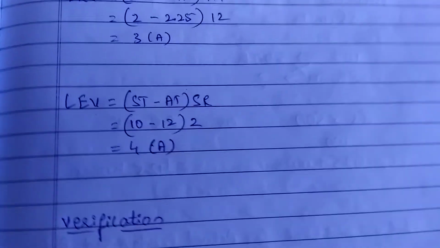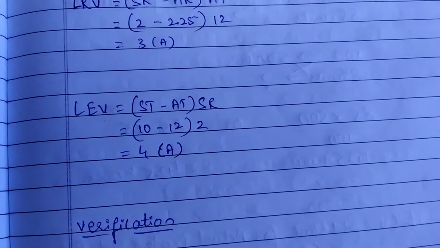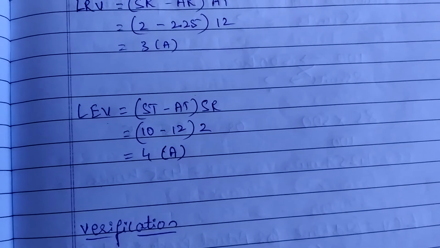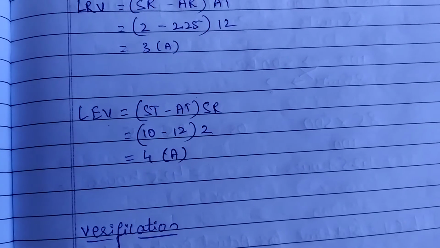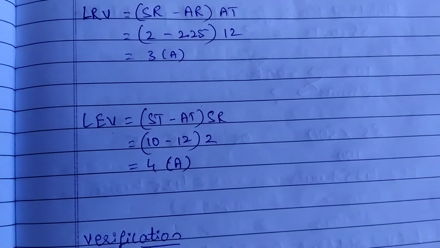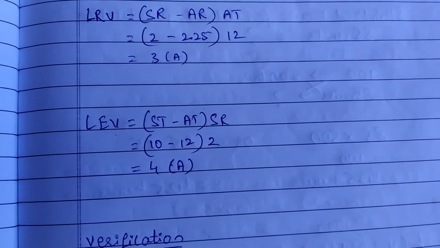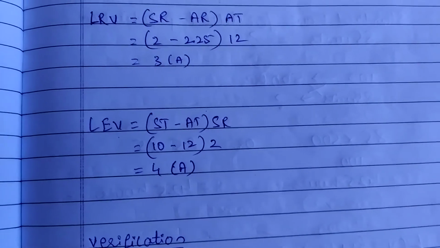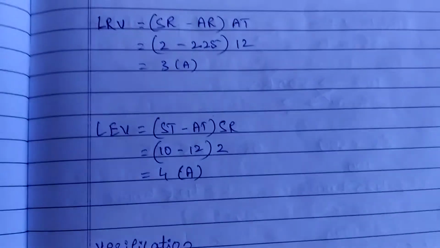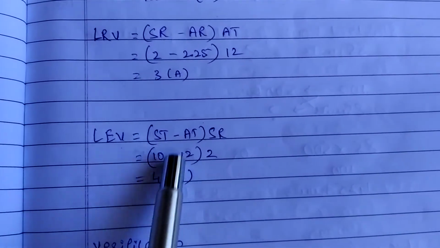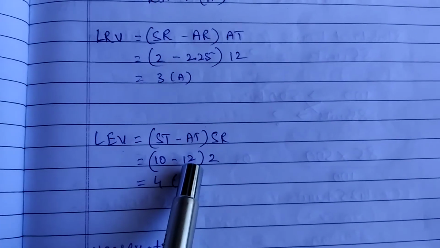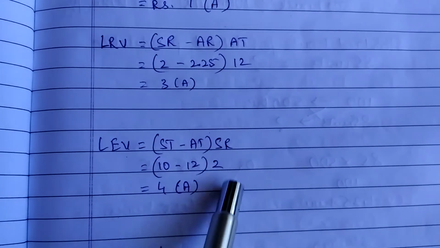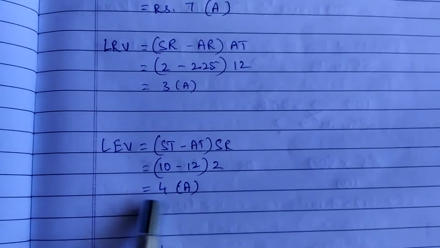Now we'll go through the efficiency variance. Efficiency is about the time: standard time minus the actual time taken, into the standard rate. So 10 minus 12 into 2, it is 4. Here also it will be adverse, because the standard time they have analyzed is 10, but actually they have taken 12 hours, and the rate is 2. So it is adverse.